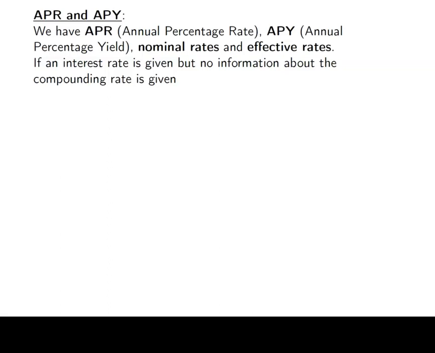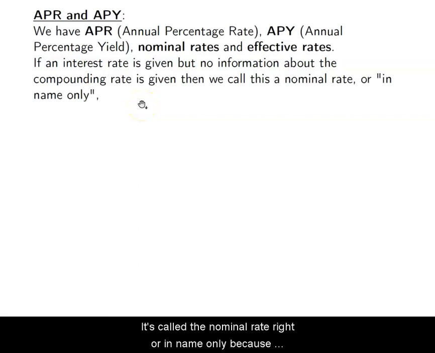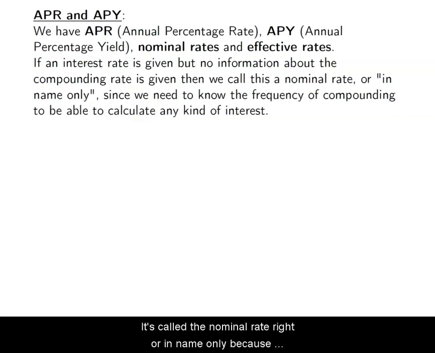If you're given an interest rate, like in a commercial, but you have no information about the compound rate, which is, are they charging monthly? Are you getting charged yearly? Are you getting charged continuously? Are you getting charged daily, hourly? If none of that information is given, then that interest rate that you have been given is called the nominal rate, or in name only, because if you don't know the frequency of compounding, then you can't actually calculate any interest, right?